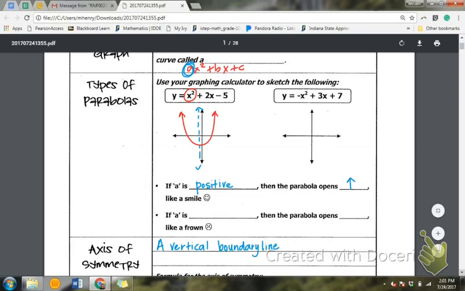Sorry, you can't really see it. There are a couple lines there. I'm sorry, Rebecca. A vertical boundary line that divides the parabola into two equal parts.